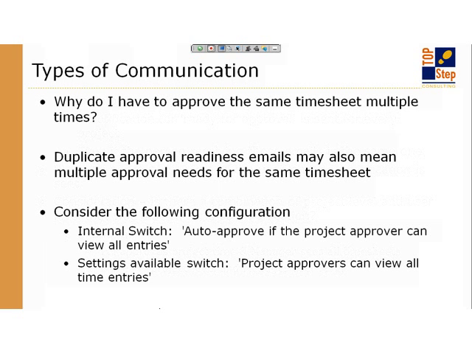Well, the answer is because you have been asked to approve 3 different projects. And the configuration you have in your system is you must not be allowed to see all the timesheet data. And if you are allowed to see all the timesheet data, you don't have an internal switch turned on that says, if I can see all the timesheet data, the minute I approve it, it's approved for everything that I'm responsible for. So if you're seeing that kind of behavior and you're annoyed with having to approve the same thing 3 times or 4 times, check with OpenAir support to see if you have that auto approve if Project Approver can view all time entry switch turned on.